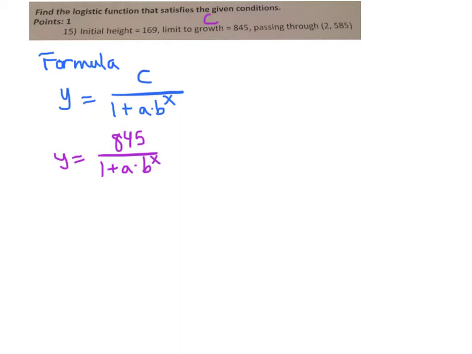Now, they told us a point that it passes through. They also told us the initial height is 169, which means we actually know another point, because the initial height would happen at 0. So we know 0, 169 is a point. We're going to start off by plugging in that point in for x and y. So 169 equals 845 over 1 plus a times b to the 0. That means the b goes away because that would be 1. So we really have 169 over 1 equals 845 over 1 plus a. So we're going to cross multiply.